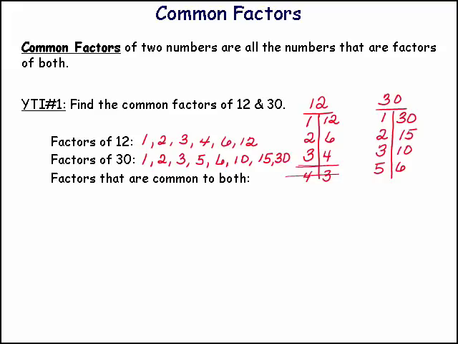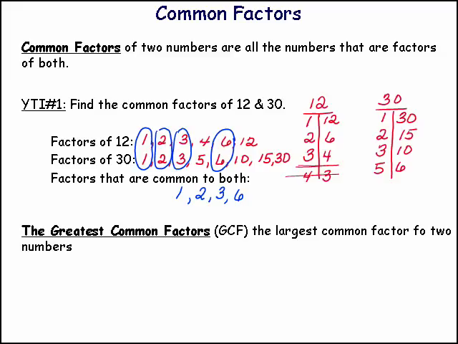Okay, now what we need to find are the common factors for both numbers. What is common between both lists? Well, looking here you see, oh, they both have a 1 in their list, so circle that. They also both have a 2 in their list and a 3. Anything else? Well, yeah, they have a 6 in common as well. So those are all the common factors of 12 and 30. 1, 2, 3, and 6 are all common factors.